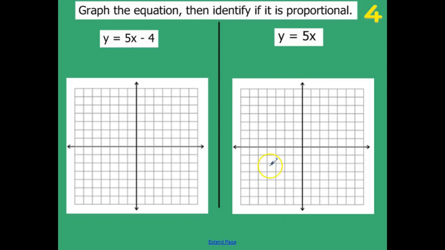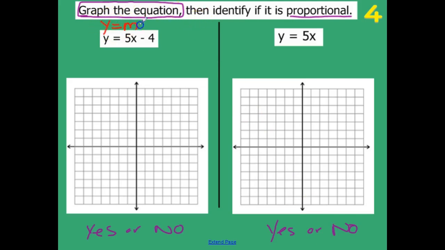So now, graph the equation, that's our first step. And then it says, identify if it is proportional. So I'm going to put down here, yes or no. So yes, it's proportional, or no, it's not. I'm just going to circle one at the end once I graph it.